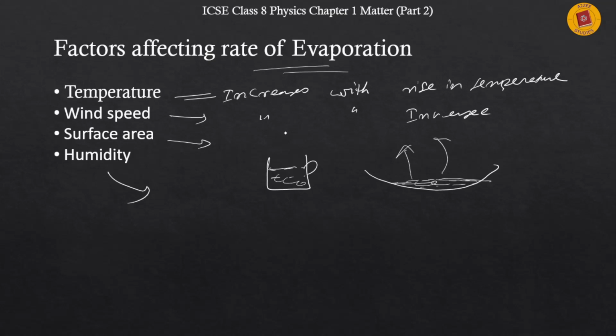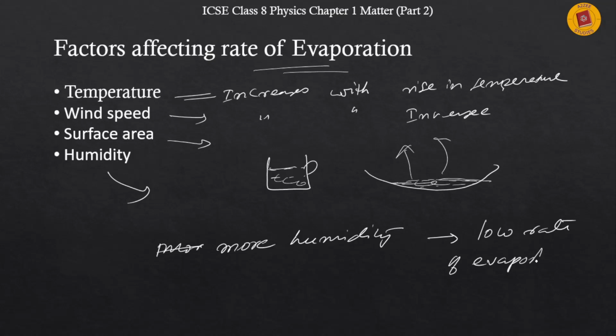Next comes humidity. Humidity has a reverse effect. More humidity means a lower rate of evaporation. Again, we have experienced this phenomenon in the rainy season. In the summer time or the winter time, other than the rainy season, the clothes dry very quickly. But in the rainy season, we find it very difficult for the clothes to dry.